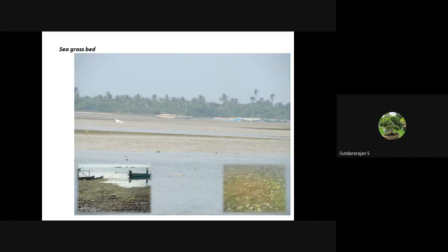The other one is the seagrass bed. Seagrass beds are in very few places on the Indian coast, and throughout the world also very few. Seagrass is affected by exposure to sunlight and other factors, increasing temperature and CO2, and acidity. The photos we have taken are, I think, from the Gulf of Mannar area.